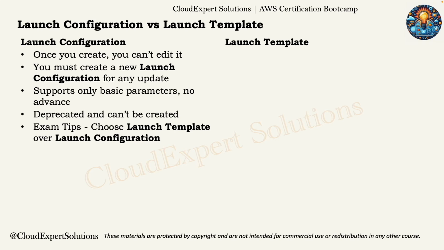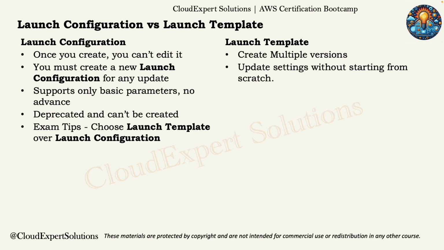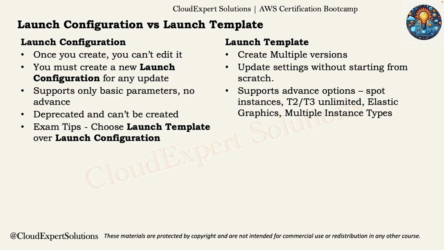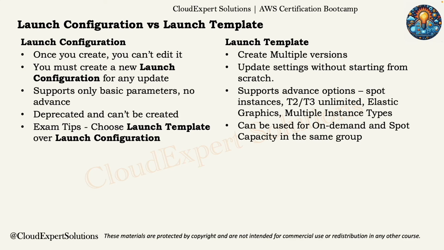Launch template is the newer version and the method recommended by AWS. It has much more flexibility. You can create multiple versions so that you can update settings without starting from scratch, and it supports advanced options like spot instances, T2 or T3 unlimited instances, elastic graphics, and multiple instance types in a single autoscaling group. And you can use it for on-demand and spot capacity in the same target group.